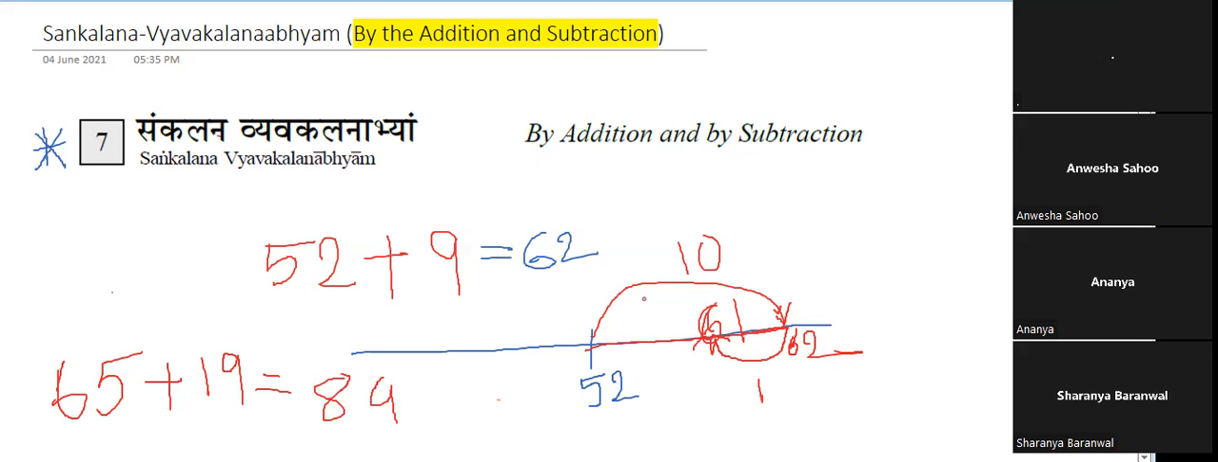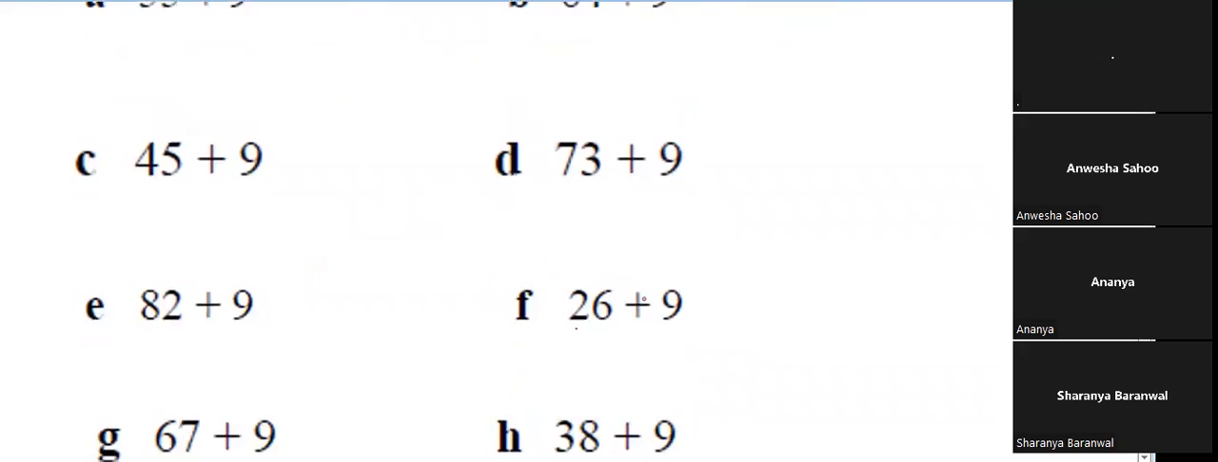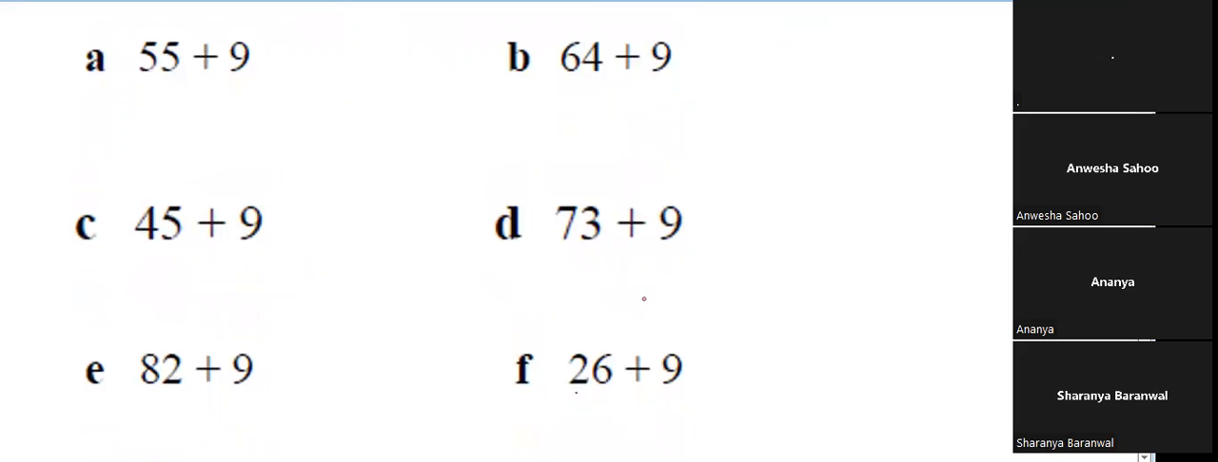So with this concept and this terminology, we'll do one exercise. Anvesha, yeah. Okay, so sir, instead of adding 55 and 9, we can add 55 and 10. So it will become 65. Because we added 10 instead of 9, we took one number extra. So it will become 64. 64, correct.